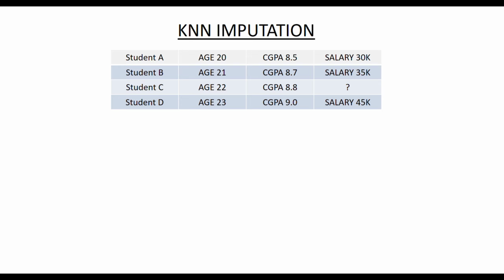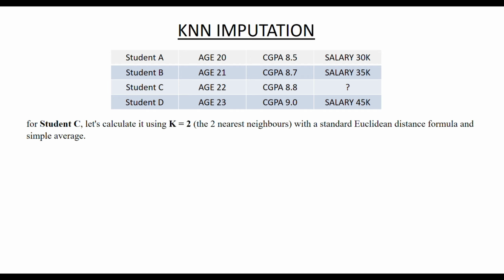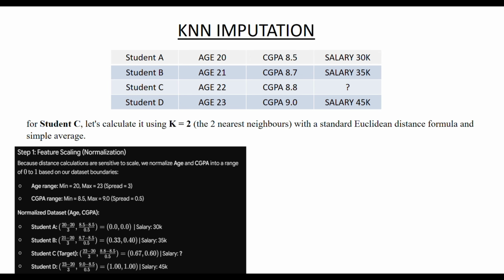However, KNN can be computationally expensive, especially for large datasets. It is also sensitive to feature scaling because it relies on distance calculations. To find the exact estimated value of student C, let's calculate it using k equals 2, the two nearest neighbors, with a standard Euclidean distance formula and simple average. Our first step will be normalization. You can see the process here.